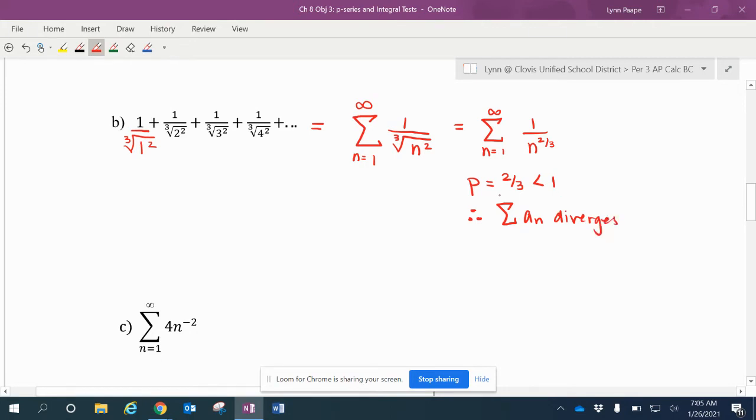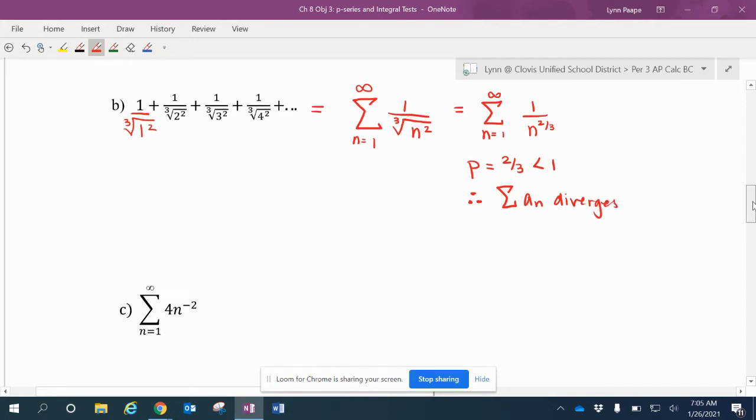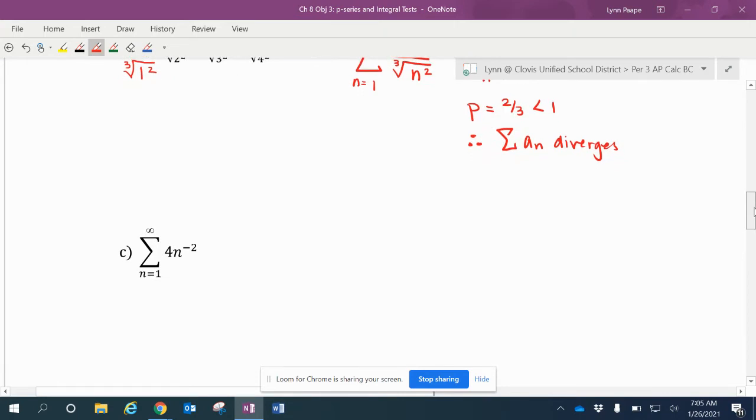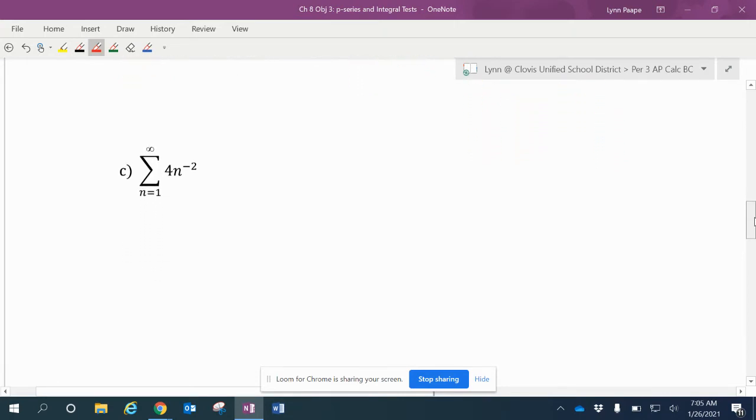Or just look at the rules above. If the power is less than or equal to 1, and yet greater than 0, the p-series would diverge. Okay, so let's go ahead and take a look at this one here. So again, I'm going to do a little rewrite and put it into that format.